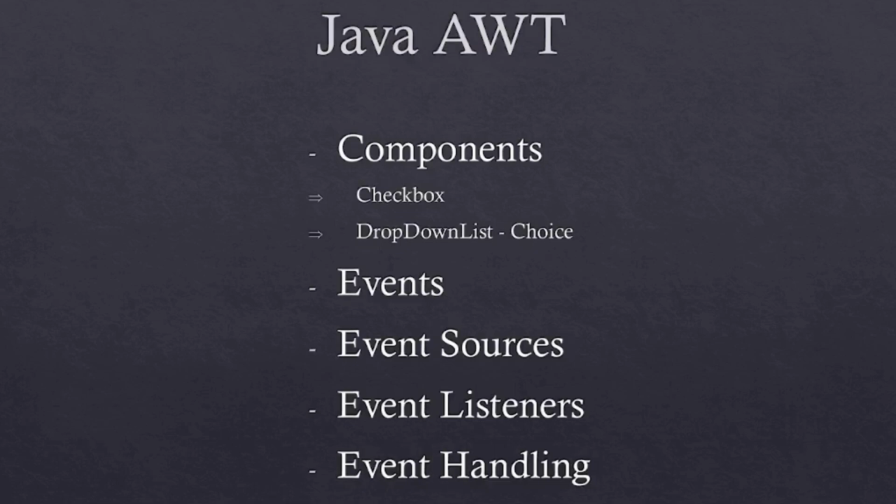Hello everyone. Today we're going to be learning about Java AWT. Under Java AWT, we're going to be looking at the following topics, which is components. And under components, we are going to be specifically looking at checkbox and drop-down list, which is also called choice. Next, we are going to be looking at events, event sources, event listeners, and event handling.